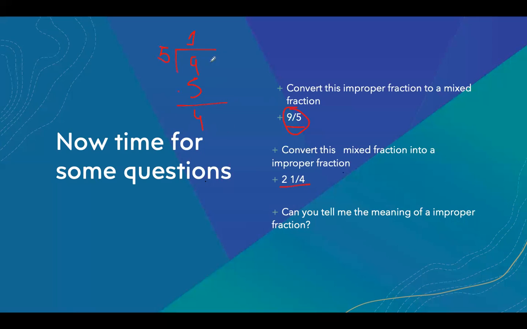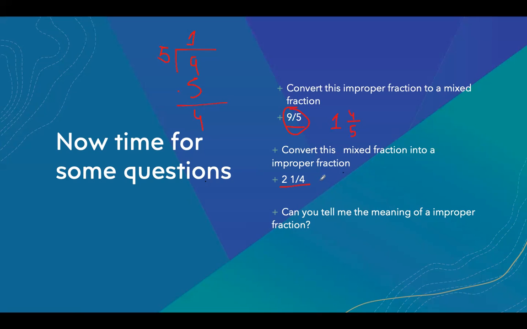So I have to arrange it as the quotient is the whole number. So I'll put 1 at the front. Then the remainder is the numerator. So I'll put 4 over here at the top. And the divisor is the denominator. So I'll put 5 at the bottom. So there you've got your answer, 1 4 by 5.